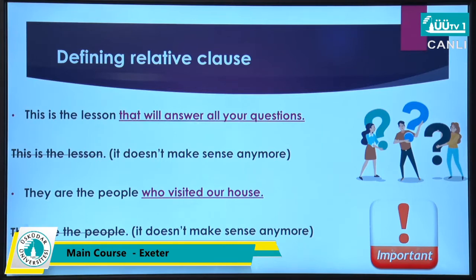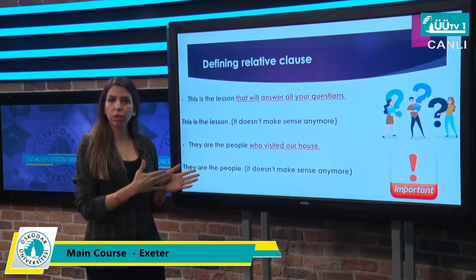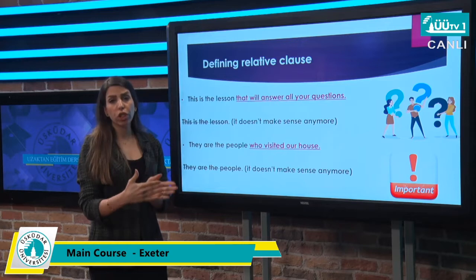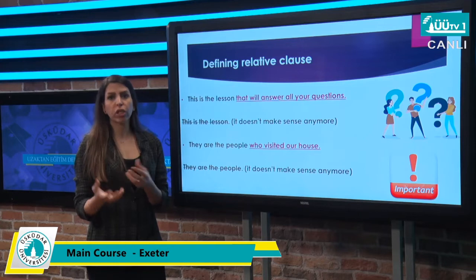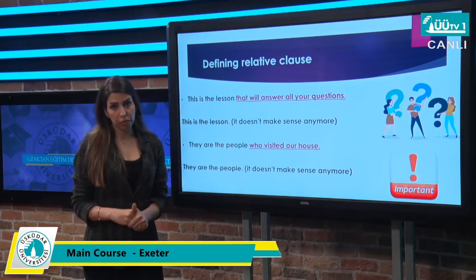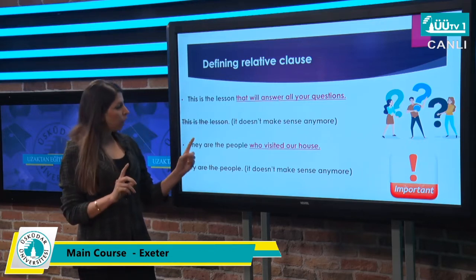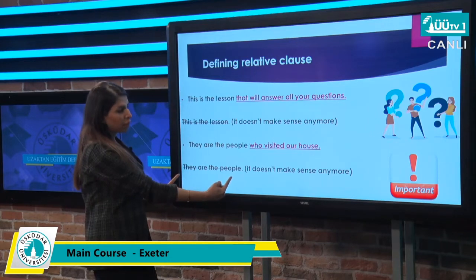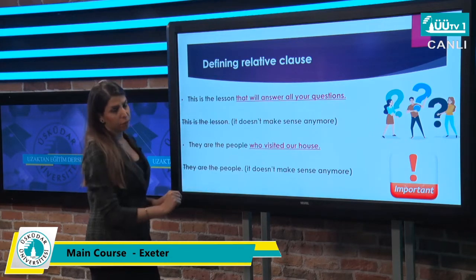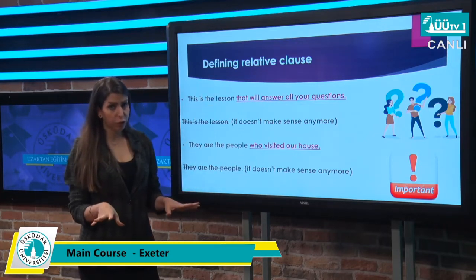They are the people who visited our house. What do you think here? As you see here, again we have two clauses. The second clause, which is the defining relative clause, is giving information about the first word, which is necessary, which is essential. So we cannot delete it. So they are the people, by itself, doesn't make sense. So we need this part, which is the defining relative clause. Is it clear for you?